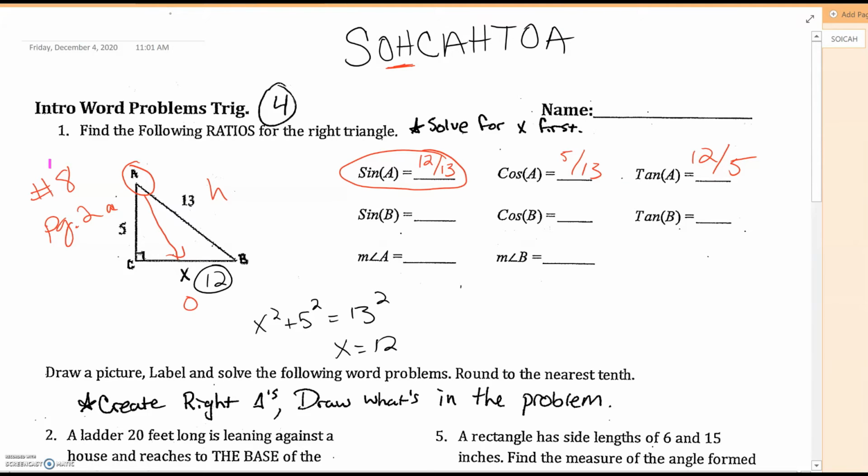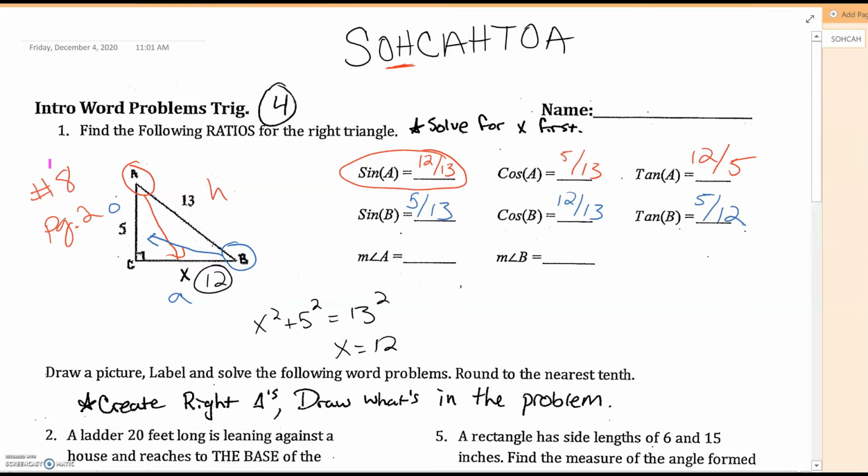So now we're switching perspectives. Now we're looking at B. So now this is opposite. So anytime this happens, the opposite and the adjacent just switch. Hypotenuse always stays the same. So now I'm switching those. Sine of angle B would be 5 over 13. Cosine would be 12 over 13, and tangent would be 5 over 12.